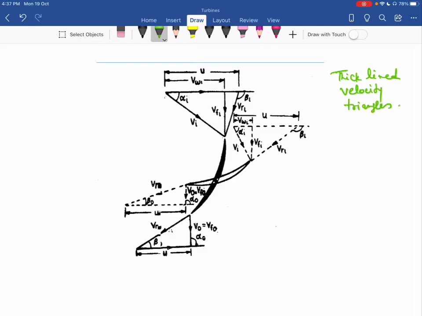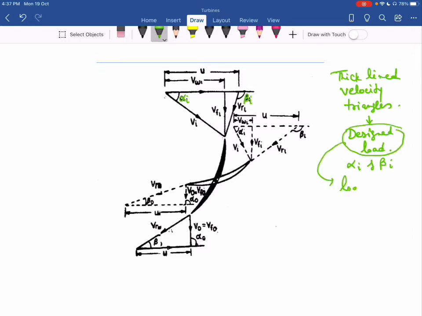Okay, that is for the design load. So for that we have a specific value of alpha I and beta I. You can see on the inlet side, this is my alpha I and this is my beta I.